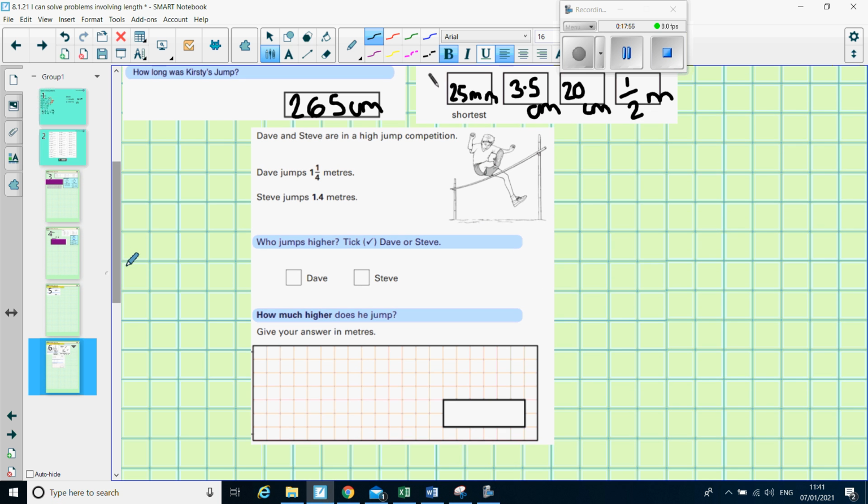Okay, final challenge questions for you to have a think about in the video then. And I think this is the hardest question so far. Dave and Steve are in a high jump competition. Dave jumps 1.25 metres. Steve jumps 1.4 metres. Who jumps higher? We've got to choose Dave or Steve. And then we've got to say how much higher does that person jump. So pause the video now, have a think about the question and have a go. And then I'll go through the answer.